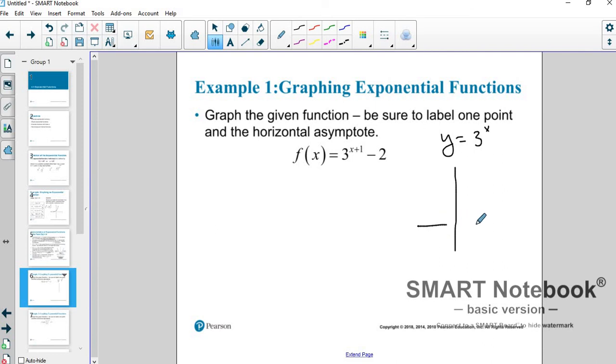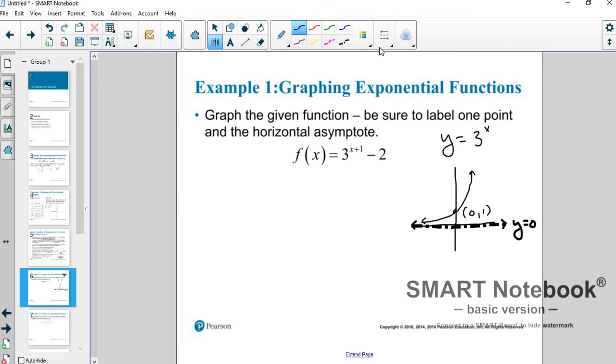And we've already looked at 3 to the x, but just to remind you, 3 to the x looks like this. It goes through (0, 1). It goes up like this, and it also has an asymptote, dotted line there, okay, it has an asymptote at y equals 0, and that has to be labeled.